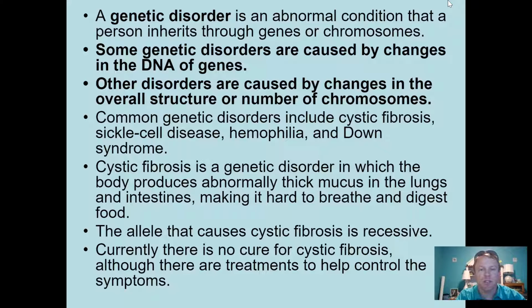Cystic fibrosis is a genetic disorder in which the body produces abnormal thick mucus in the lungs and intestines. It makes it hard for the person to breathe and digest food. Really nasty stuff. The allele that causes cystic fibrosis is recessive, so it's not a dominant allele. Currently, there's no cure for cystic fibrosis, but there are lots of different treatments, okay?